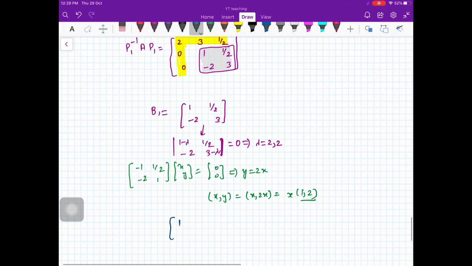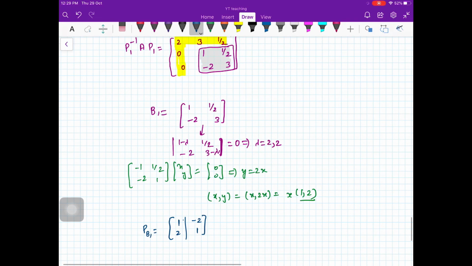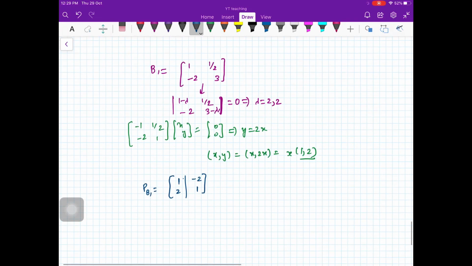So I will write 1, 2, and another vector which I will choose orthogonal to this vector. I am choosing -2, 1. You can see they are orthogonal. I am calling it PV1. So if I do PV1 inverse B1 PV1, I will get 2, 0, 5 by 2, 2.